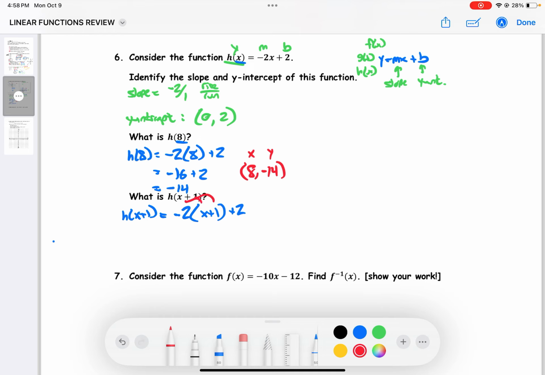So we can distribute. -2 times x is -2x. And -2 times +1 is -2. And that carries down to +2. And then I just get to combine like terms. So -2 and +2 are going to cancel out, leaving -2x, and that's my final answer. Okay? So don't be psyched out by this. It is the same process as that. It's just your answer is going to be represented with a variable in terms of x.